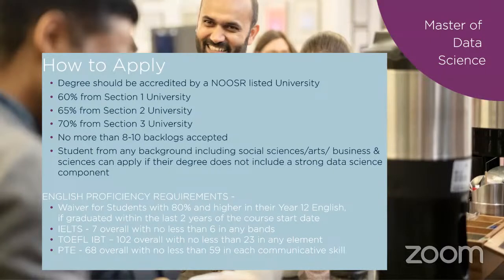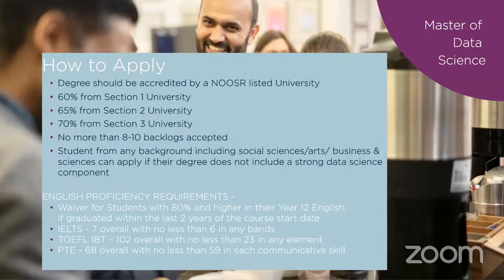We also have an ongoing English waiver for students if they have graduated their year 12 from a CBSE or a state board or any national curriculum. Also, if they have graduated from IB or A levels, if they have an equivalent of 80% and higher. And the stipulation for this particular waiver is that they should have graduated within the last 2 years of their course start date. So the course is starting in 2024.